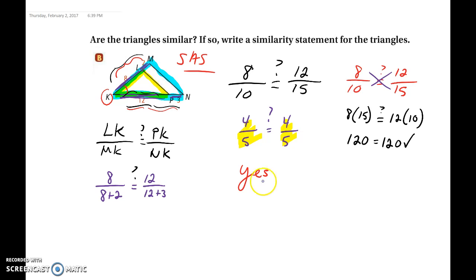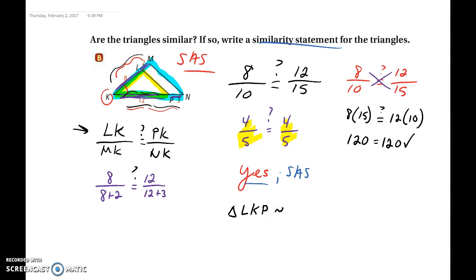And now, since we know that they're similar, we can say that we would use side angle side, and then our similarity statement is, it doesn't matter which triangle we go from or to, so you can start with whichever one you want first. So I'll just do the yellow one since we did that in our numerator to begin with. So triangle, and it doesn't matter how you write this first one, so LKP.